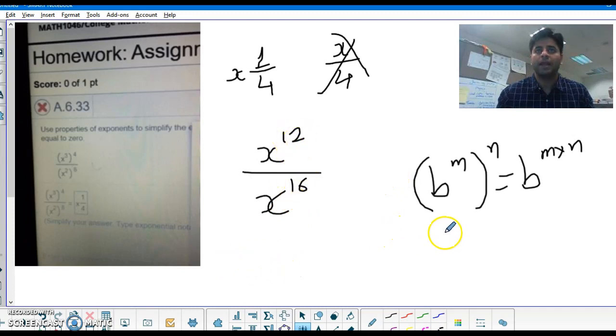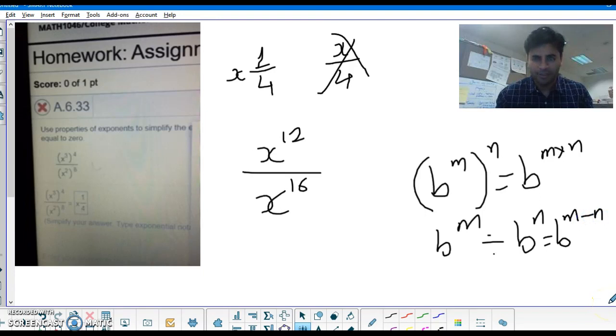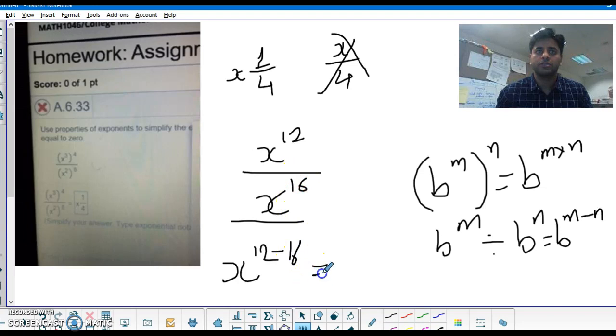My next formula is, if there is b to the power m divided by b to the power n, it becomes b to the power m minus n. Are we comfortable with this formula? Seen it somewhere? If yes, then good. If no, then review it. So what happens in your next step? These two things are in division, so their powers subtract. So that will be x to the power 12 minus 16, which is equal to x to the power minus 4. I hope you got till this answer.